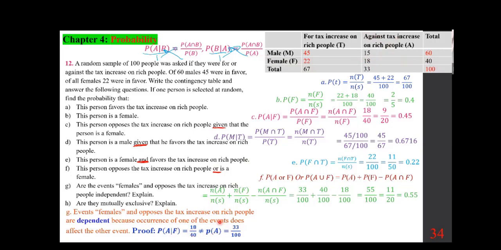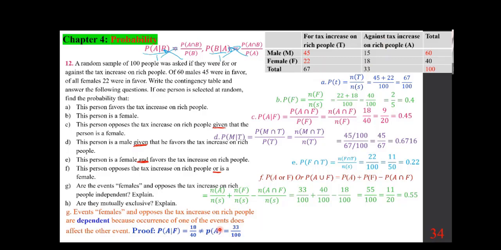Is that equal to the probability of A? Well, A deals with the total size of 100 as the denominator, and A would have a total size of 33. These two numbers are not the same. They are not independent. They are dependent. And that's the idea.